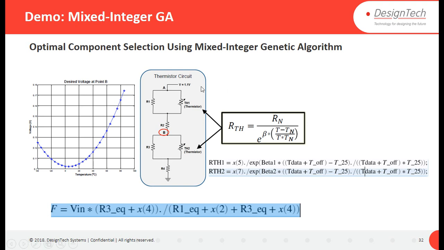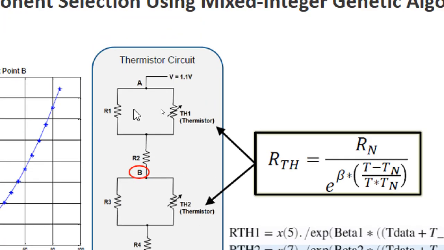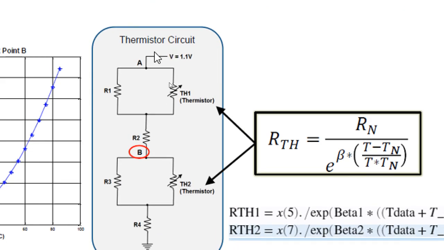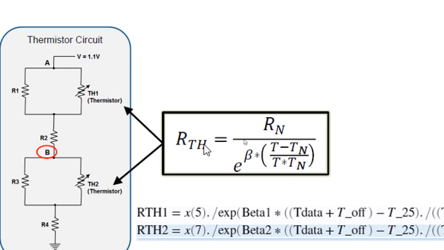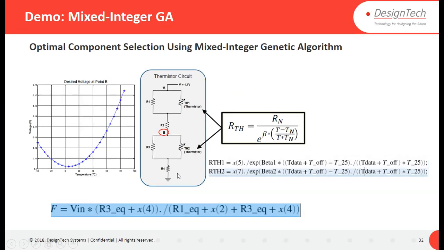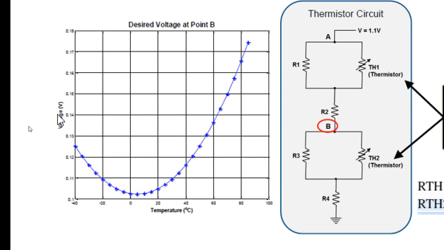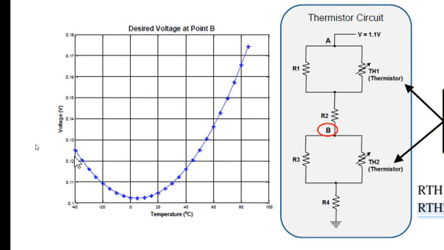Okay. So if you are from electrical, then you will understand better. So what is the objective here? This is a thermistor circuit which you see, right? This is thermistor 1 and this is thermistor 2, and this is the complete thermistor value. And here what we have to optimize is the B point which you see. At B point we have one curve, voltage with respect to temperature.